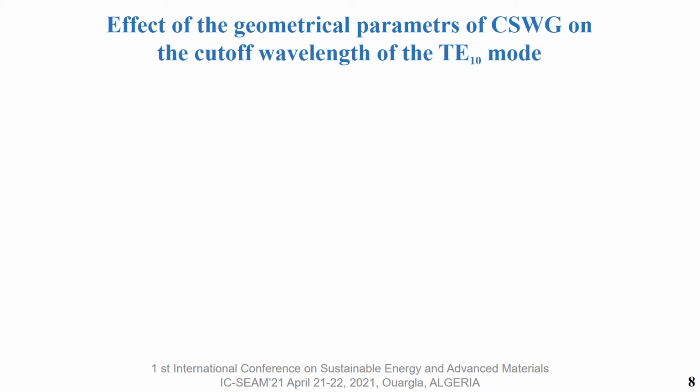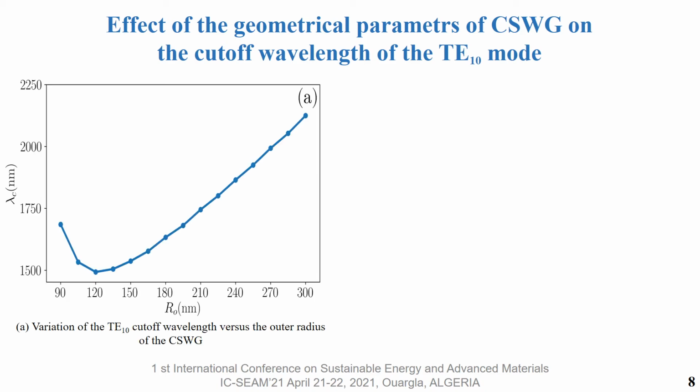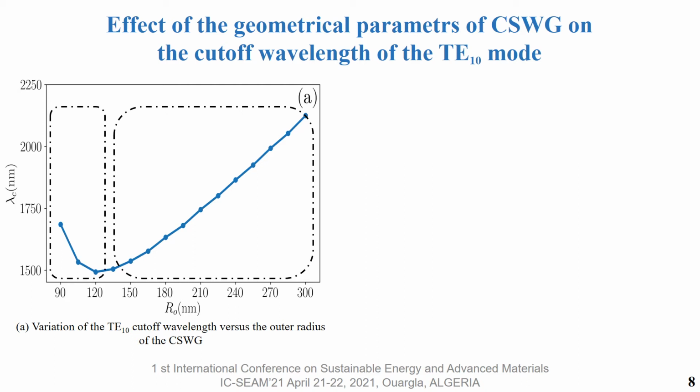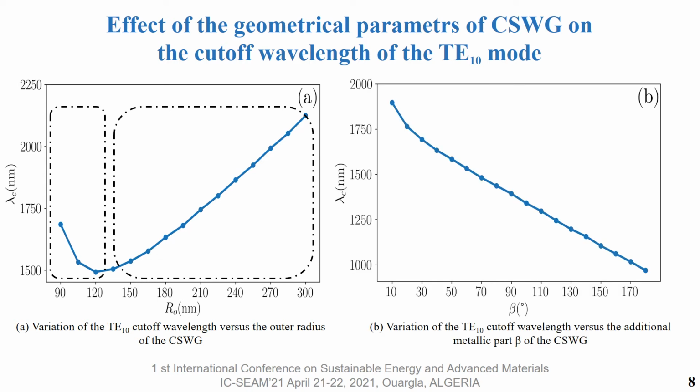In this slide, we are going to display the variation of the fundamental mode cutoff in terms of the different geometrical parameters of the C-shaped waveguide. At the left side, we can see that by decreasing the outer radius, the cutoff exhibits a linear variation when the outer radius is far from the inner one, and a nonlinear variation when the outer radius becomes closer to the inner one, due to the coupling between the two plasmonic metallic interfaces modes. At the right side, we see that the cutoff shows a linear behavior in terms of the additional metallic part beta. Therefore, we exploited this sensitivity in order to optimize the different C-shaped waveguides constituting our nanocoupler.